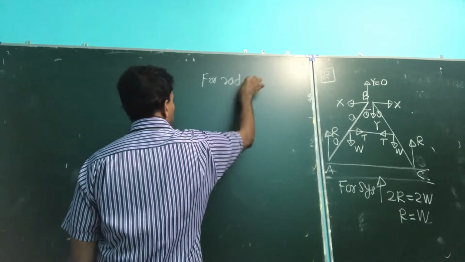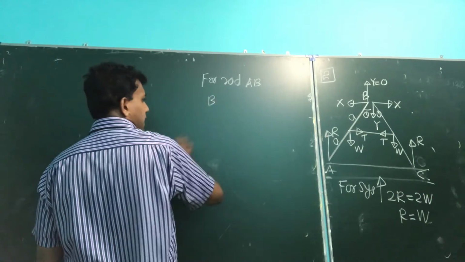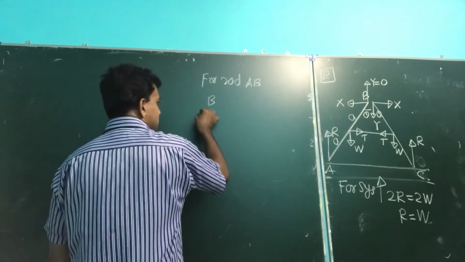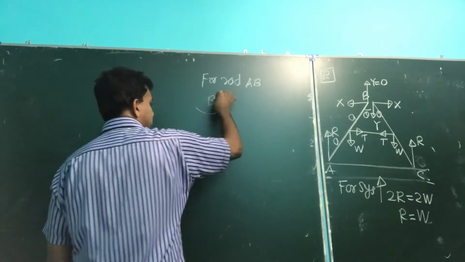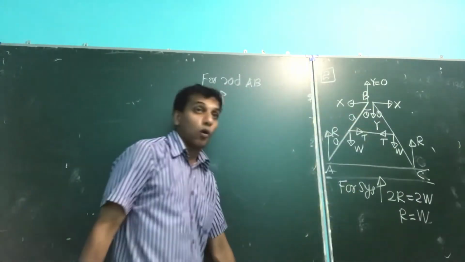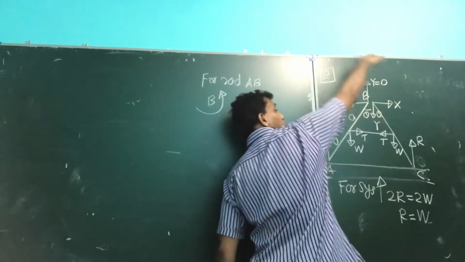For rod AB, take moments about B. Can I write the T? The direction like this, T that side, that side is called anti-clockwise, right? So if we take moments about B, T is positive.